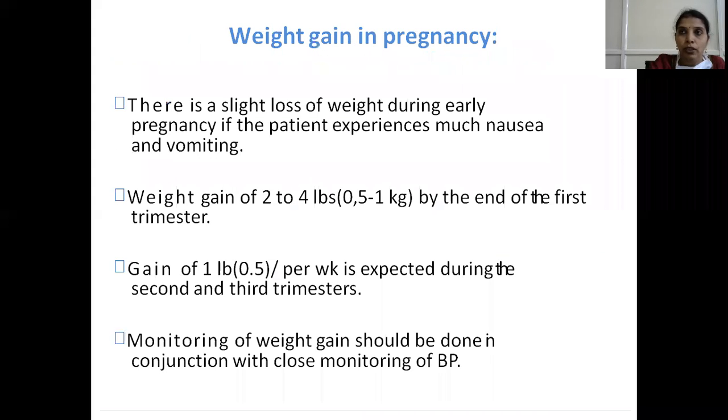So as I told you previously, weight gain. What is the importance of weight gain here? In each and every visit we measure the weight. What is the importance of weight gain? There is a slight loss of weight during early pregnancy if the patient experiences much nausea and vomiting. Weight gain of 2 to 4 lbs, that is 0.5 kg to 1 kg, by the end of the first trimester.